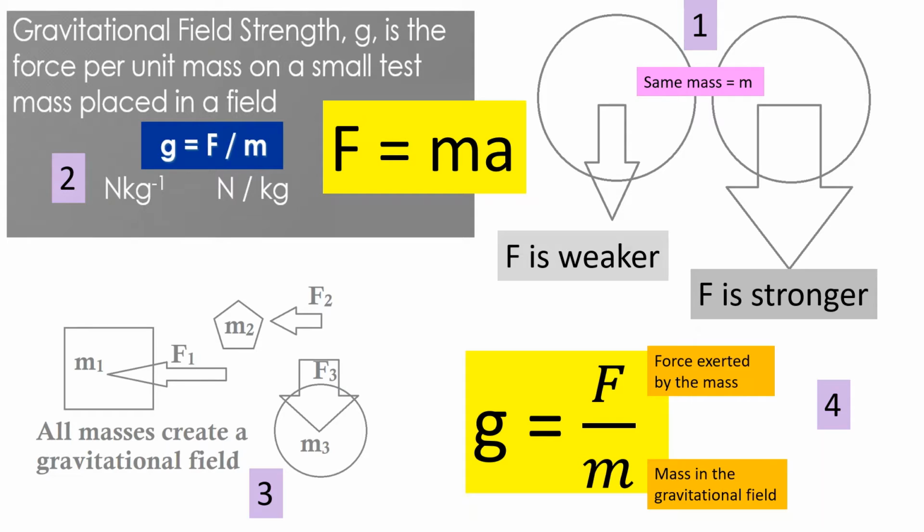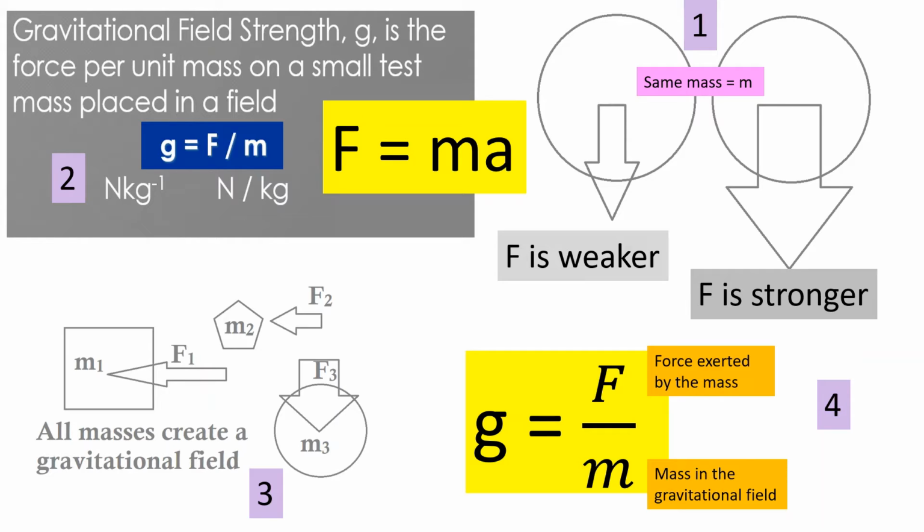If we look at the first object, the square, it has a mass m1. If a small test object is outside the square, it would experience a force F1, because the object that has mass m1 has created a gravitational field, and so it is attracted towards the center of that object. If you look at the pentagon with mass m2, an object placed outside the mass will experience a force F2. Similarly, with the circle, let's say that it has a mass m3. An object placed outside it will experience a force F3.